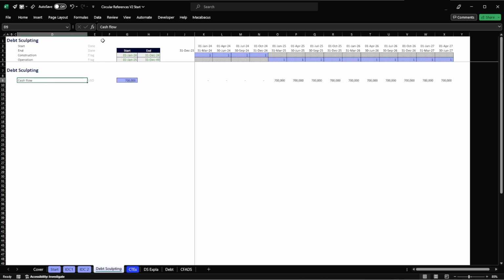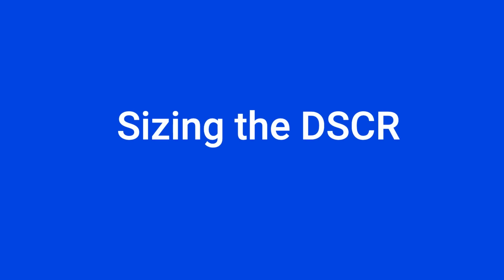So what are we going to have next? Next, we're going to have our debt service coverage ratio, or our DSCR. So that's what we're going to have here. It's going to be a ratio, and we're going to say it's going to be 1.3. The question is, how do banks assess this number? How do they come up with this number?